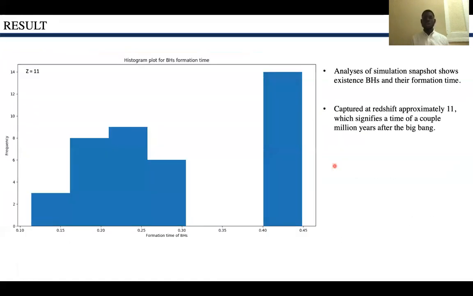So what are the results we've gotten so far? First, we have to know if any black hole is forming in the simulation. And here's a simple histogram plot that shows the frequency or the number of black holes formed versus their formation time. And this is just a snapshot of the simulation, approximately redshift 11, which is a couple hundred million years after the Big Bang, which makes sense because at that time, there would be a lot of activity and mergers, which is a reasonable way of forming black holes.